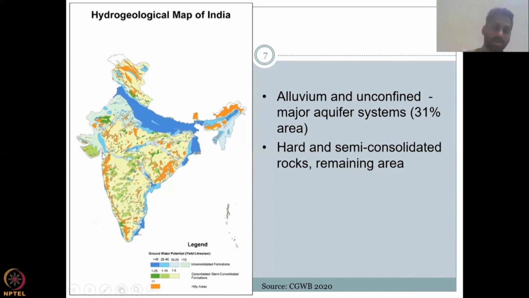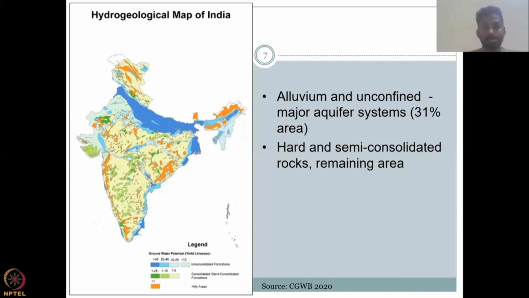If your major aquifer system is hard rock, semi-consolidated rock with very, very low porosity, which means low groundwater storage and low groundwater yield. You can see the yield here, just 1 to 25 liters per second max. Then what happens is your use does not justify the recharge rate and the geology in the country.